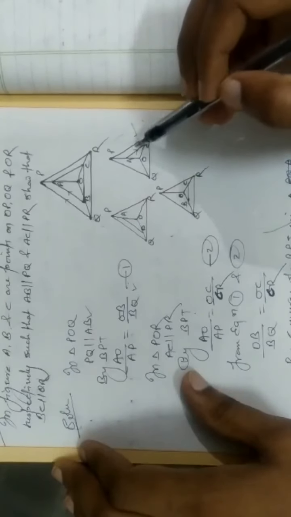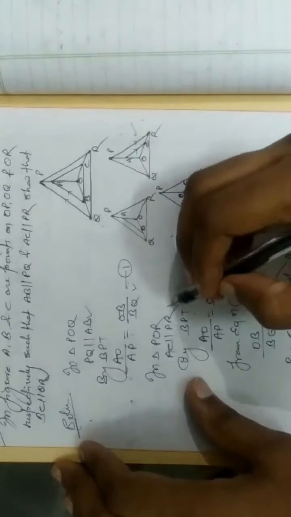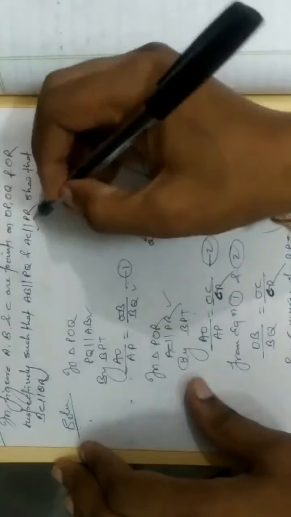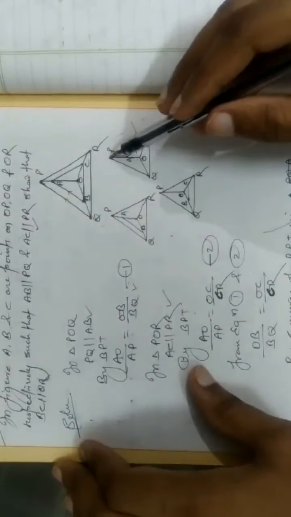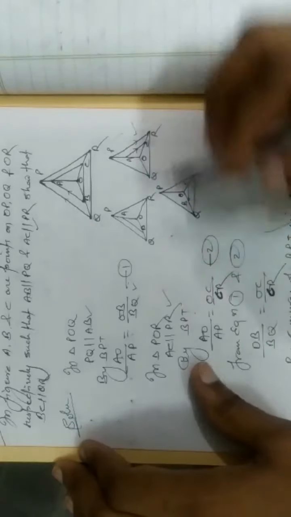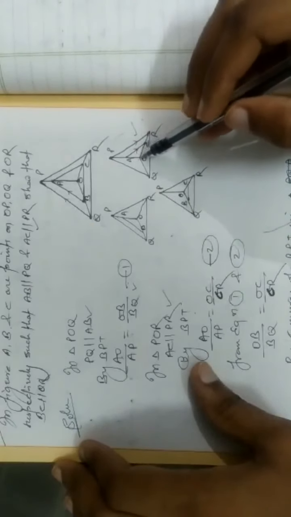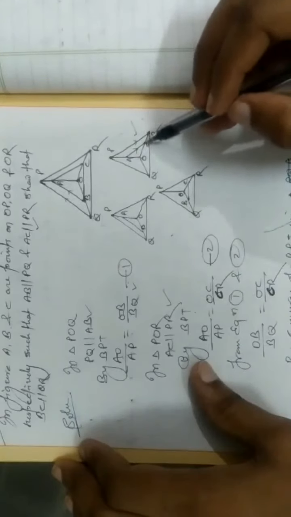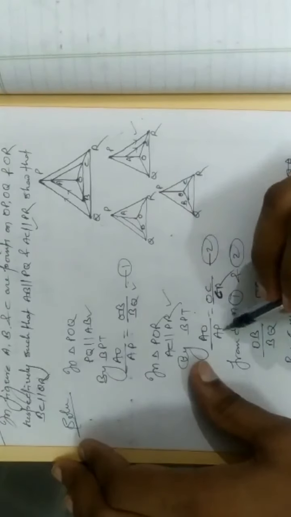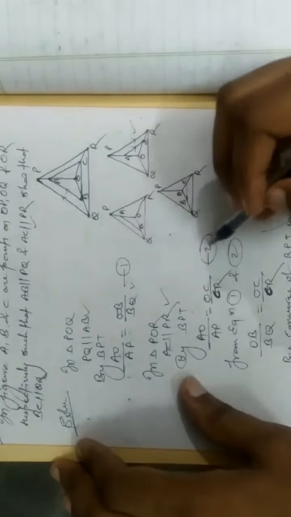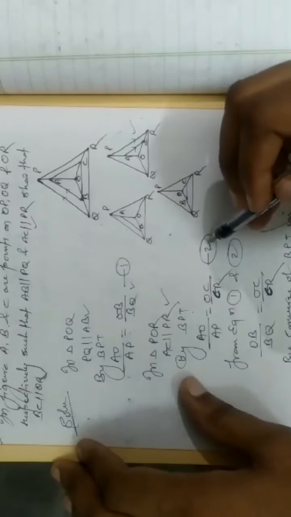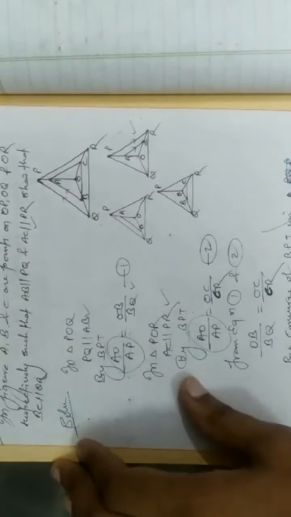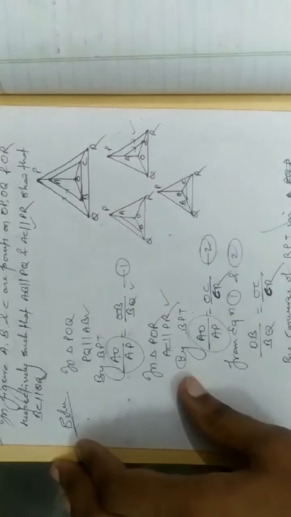AC is parallel to PR. This is given to you, given in the question. Now we can apply BPT theorem in triangle POR. So BPT theorem will tell AO upon AP equal to OC upon CR. This is equation 2, and from equation 1 and 2, we can say that these ratios are equal. So this will also be equal: OB upon BQ equal to OC upon CR.